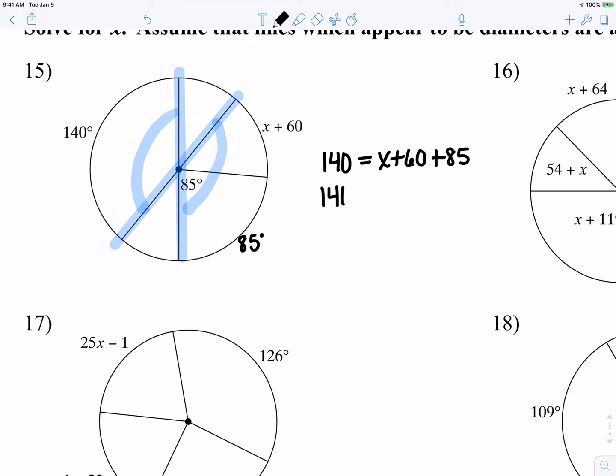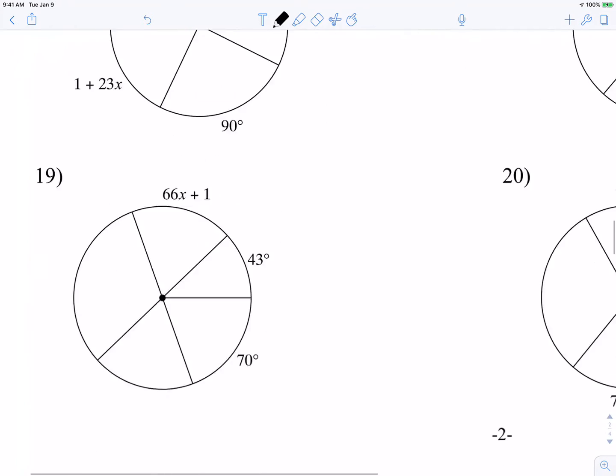So I have 140 equals x plus 145. Subtract 145 on both sides, and I get x is negative 5. And that's all I had to do was solve for x. You don't have to go any further there.